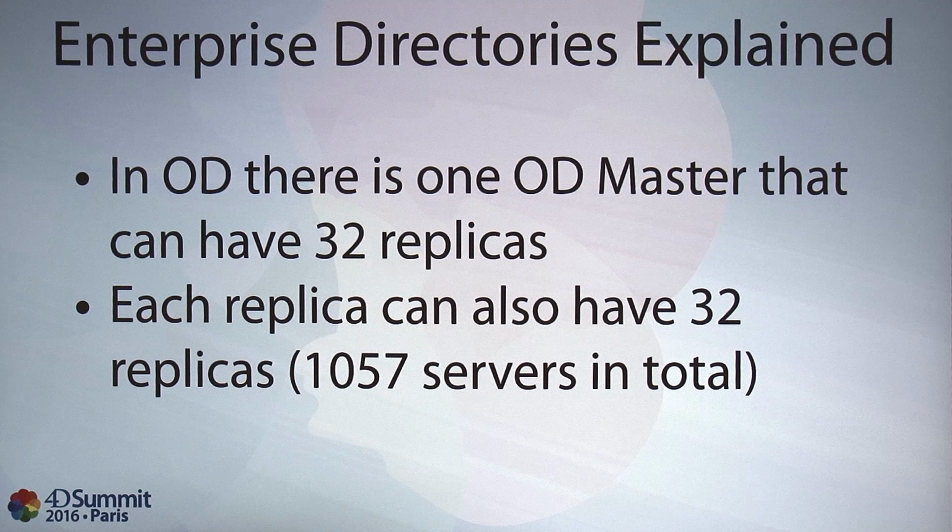In Open Directory, there is a slightly different organization. They choose to have one master that can have 32 replicas, and each replica can have another 32 replicas. So you can have 1,057 servers in total.